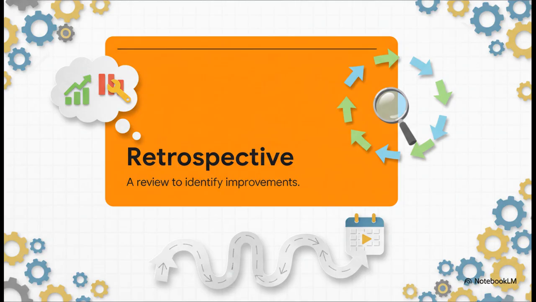Finally, how do we get better? How do we make sure the next project, or even the next week, is better than the last? We look back. A retrospective is a dedicated time for the team to just pause and talk about what went well, what didn't, and what they're going to change to improve in the next cycle. It's the engine that drives continuous improvement.